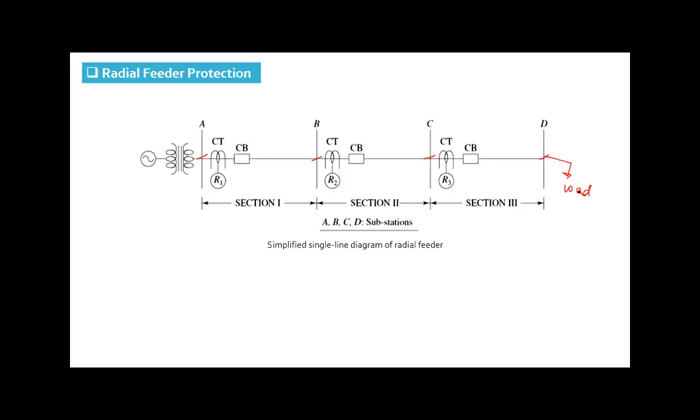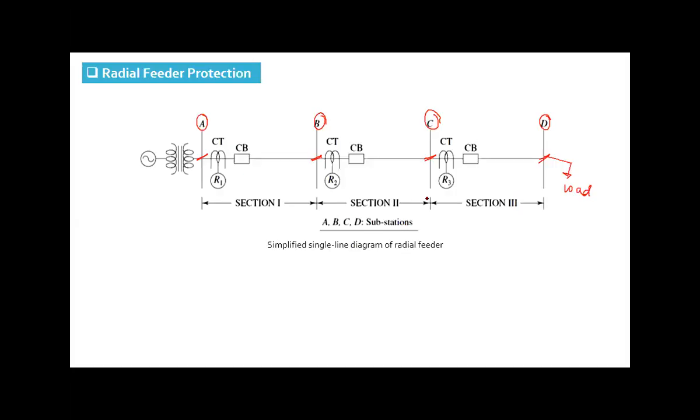Power cannot reverse here. And these three sections AB, BC, and CD represent the transmission lines of various different voltage ratings. Okay. A, B, C, and D are the substations. So we have not shown transformers here in between. This is a simple single line diagram of a radial feeder. Fine.